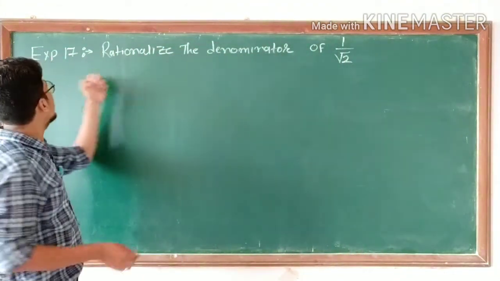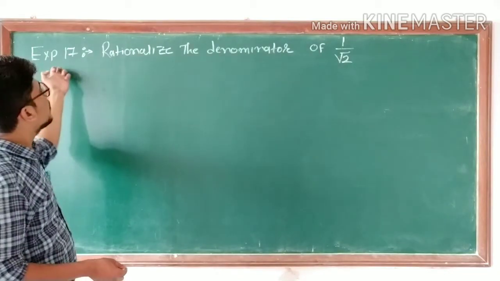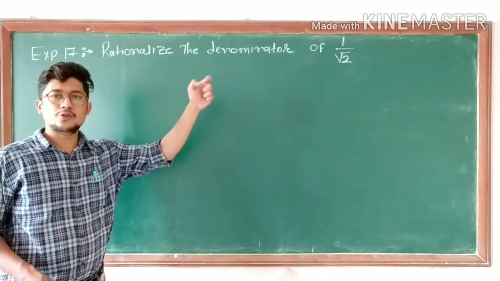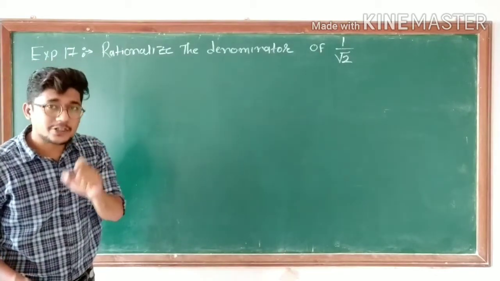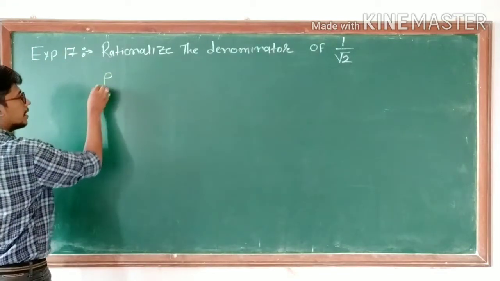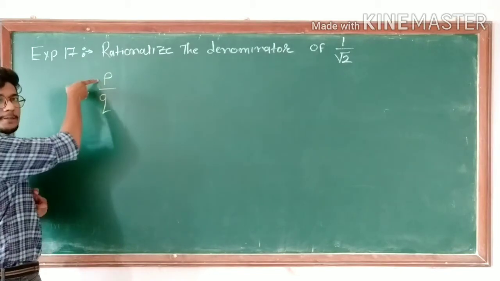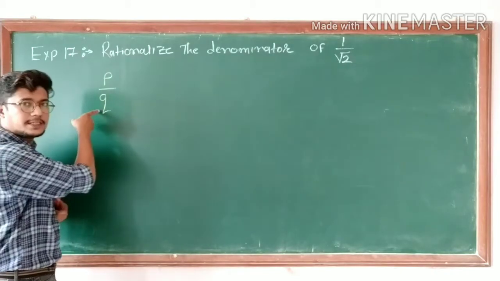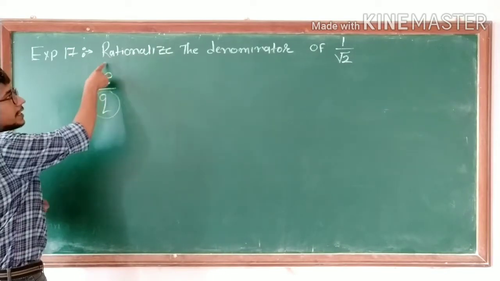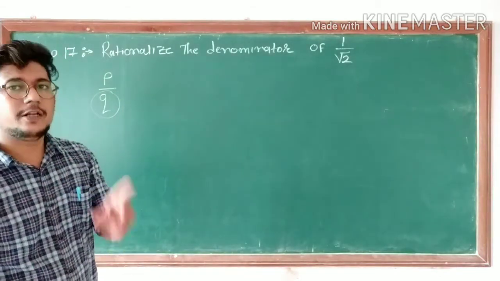So here is example 17, you can refer to this example in your textbook also. What does it say? Rationalize the denominator of 1 upon root 2. We know that whenever a number is given in terms of p upon q, p is the numerator and q is the denominator. So the denominator is here, and they are saying rationalize. That means you have to convert it into a rational number.